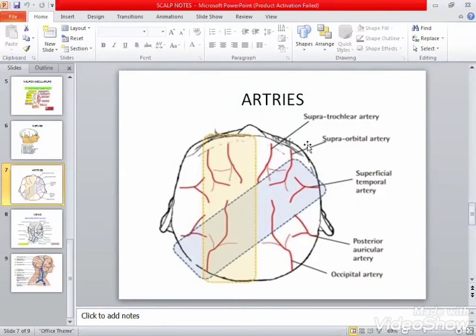Now these two, supratrochlear and supraorbital, are actually branches of the ophthalmic artery, while the superficial temporal, posterior auricular, and occipital arteries all arise from the external carotid arteries. Arteries anastomose with each other and with the other side. So there's profuse arterial supply, and it's a potential site of collateral anastomosis between internal and external carotid arteries.